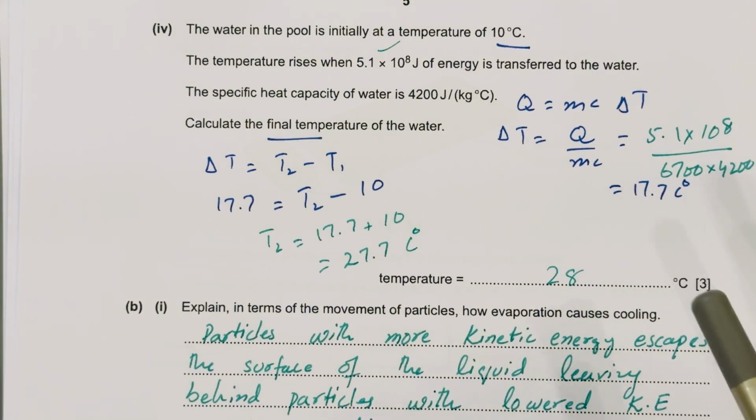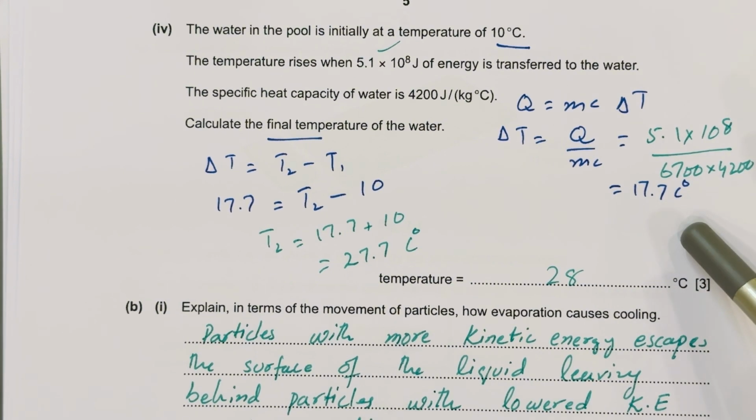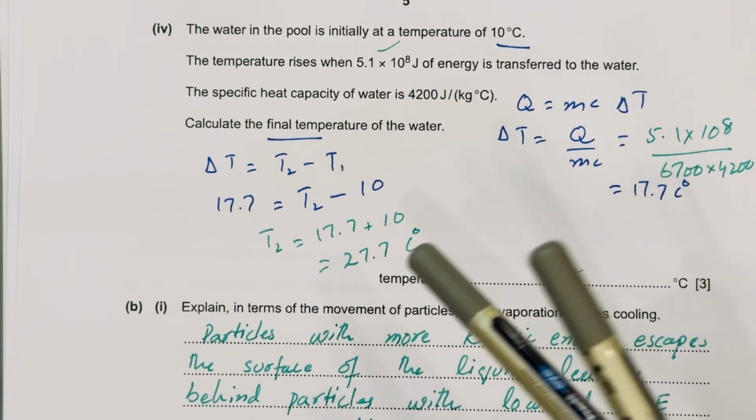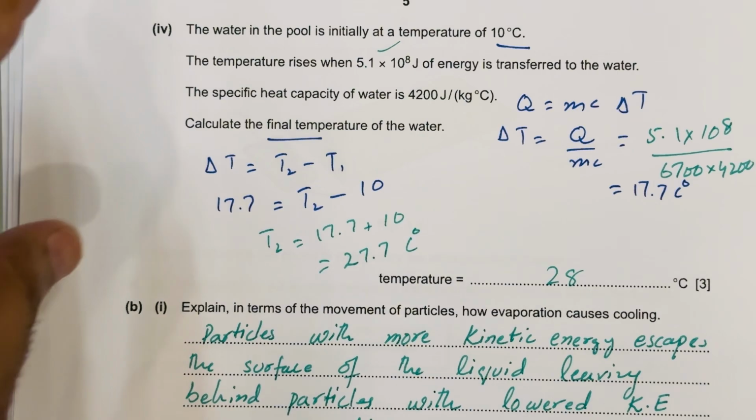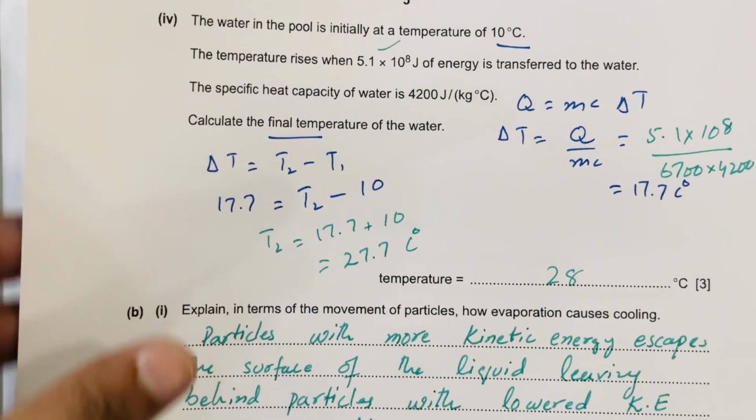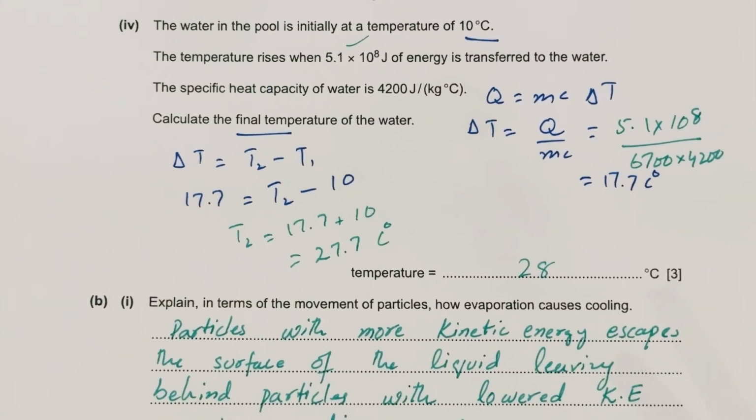So first you need to calculate delta T. After calculating delta T, you have to apply T2 minus T1. Most of the students will consider their question is completed over here. No, it's not completed until you get the final temperature. Delta T is the change in temperature, not the final temperature.